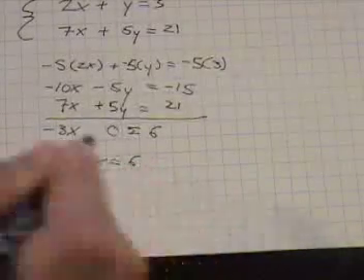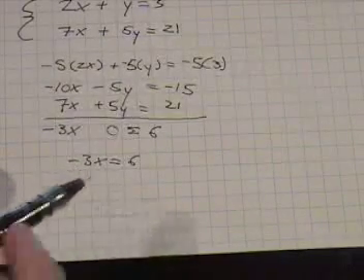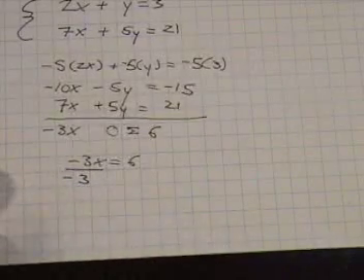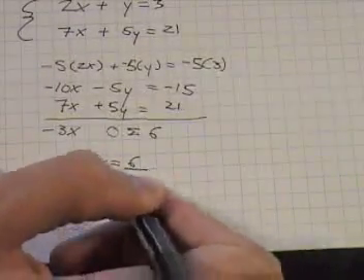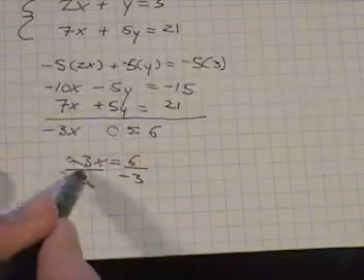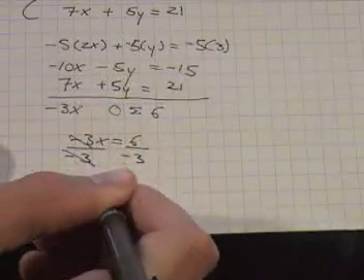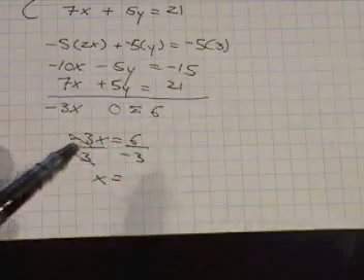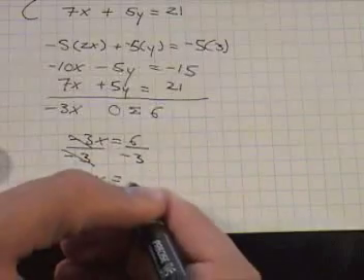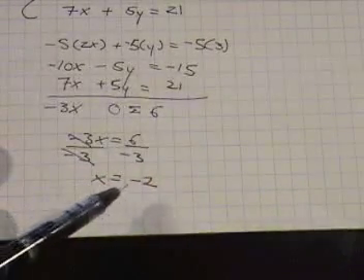Negative 3x equals 6. We can isolate the x by dividing by negative 3. You have to do it to each side. So these two negative 3's cancel with each other, and you're just left with x on this side. And it actually resolves to x equals 6 over negative 3, which is negative 2. So we know x is negative 2.